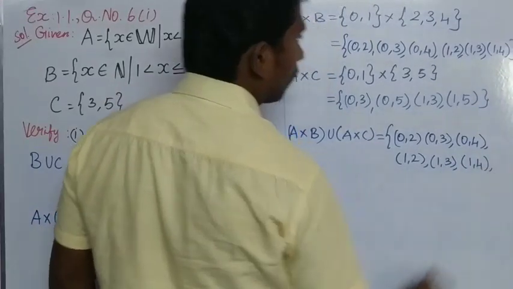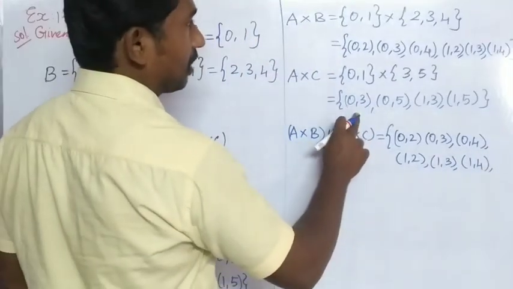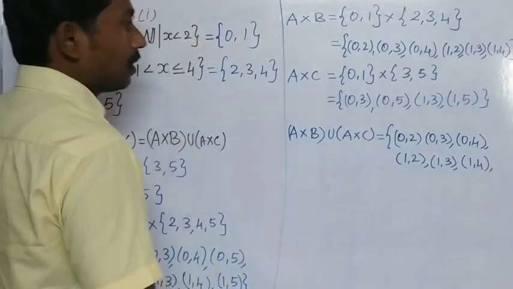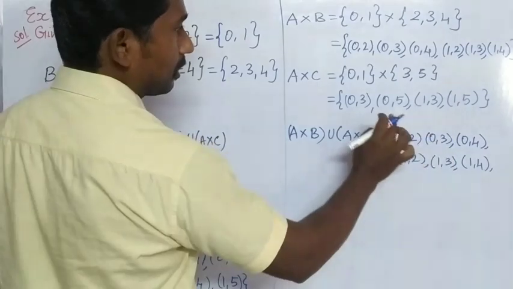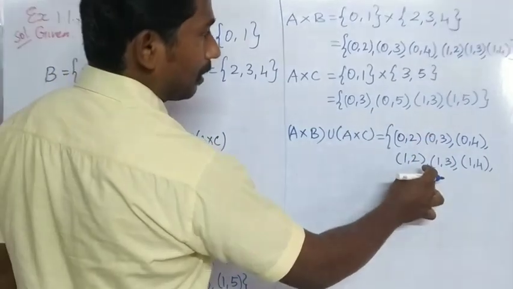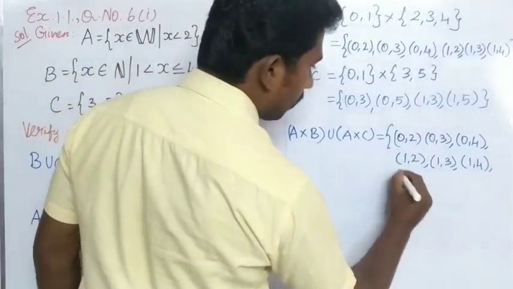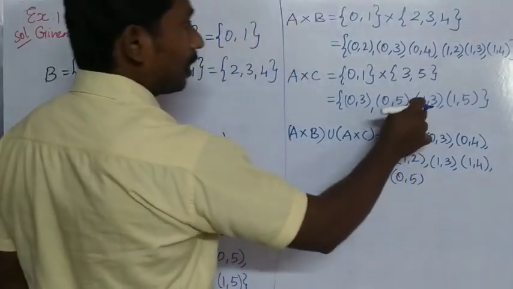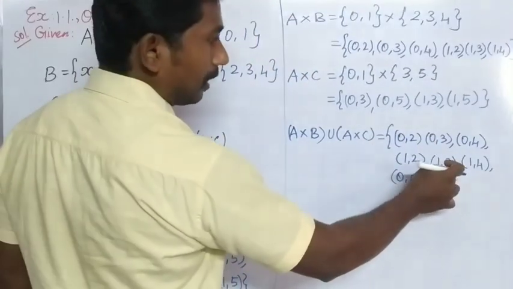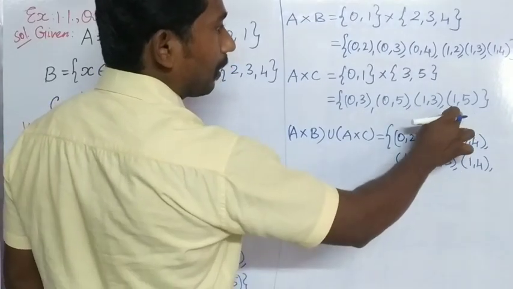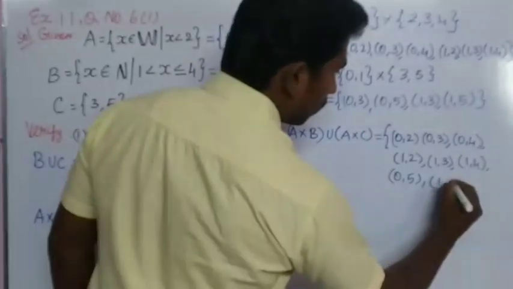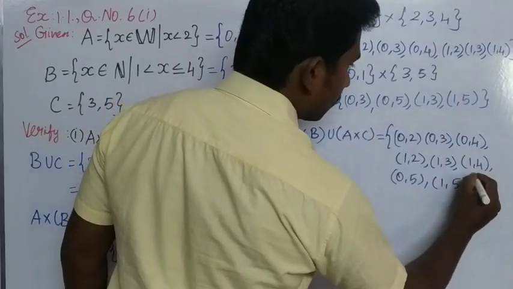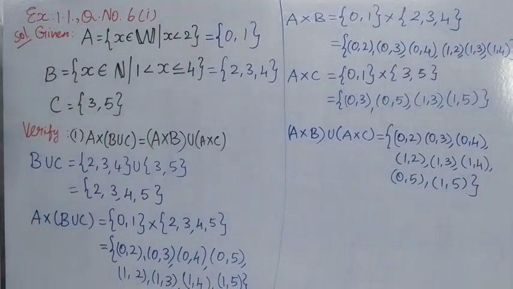Next, we have written everything from A cross B already. Now next we can check A cross C. Have we already written 0, 3? Yes, it is written. 0, 5 is not there. So what can we do? We can add it. So 0, 5. Next, 1, 3: have we already written it? Yes, we have written it already. Then 1, 5. Have we already written 1, 5? No. So we can write it. So 1, 5. So it is the Cartesian product of A cross B union A cross C.